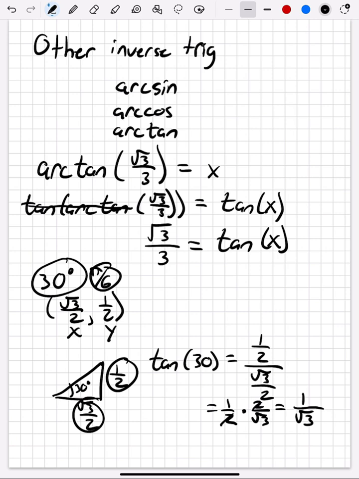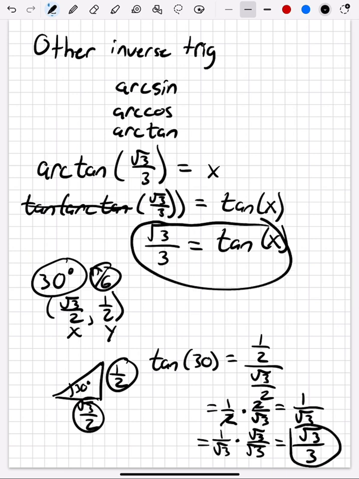Now, unfortunately, this is not an acceptable answer, 1 over the square root of 3. However, to make it an acceptable answer, I just multiply it by the square root of 3 over the square root of 3. So I have 1 over the square root of 3 times the square root of 3 over the square root of 3. The square root of 3 times the square root of 3 is the same thing as the square root of 3 squared, which is just 3. The square root of 3 over 3, and as you can see, there is my answer.